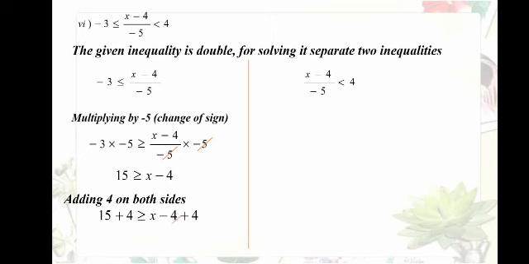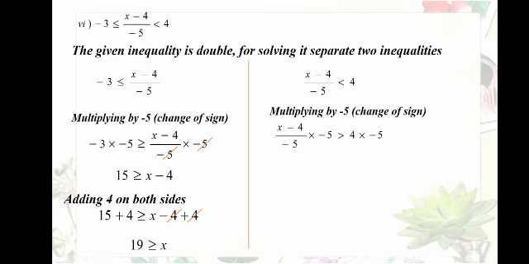4 will be cancelled with 4. So 15 plus 4 is 19. 19 is greater than equal to x. That is the answer of the first pair. Coming towards the second pair, multiplying by minus 5 on both sides, the inequality will be changed.